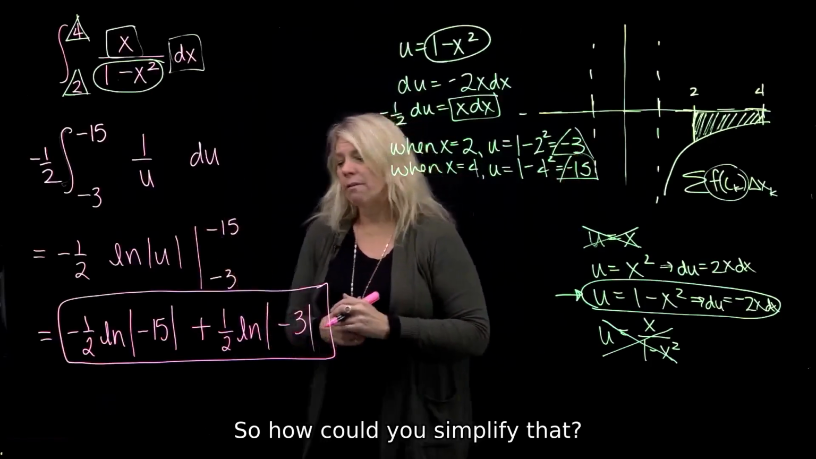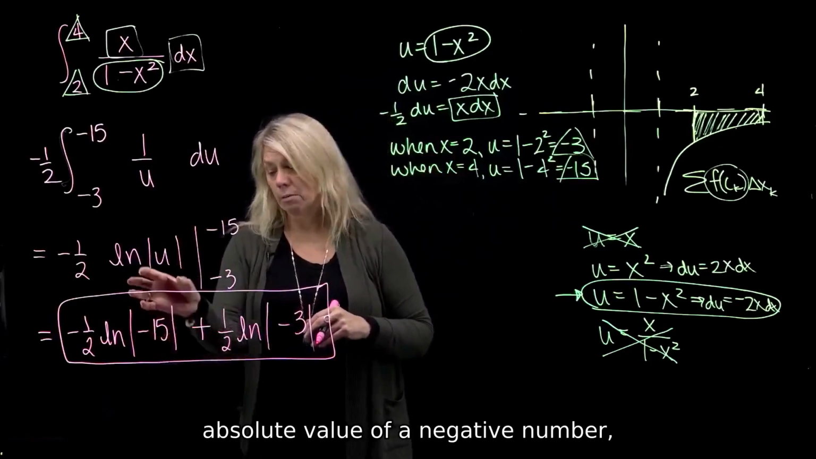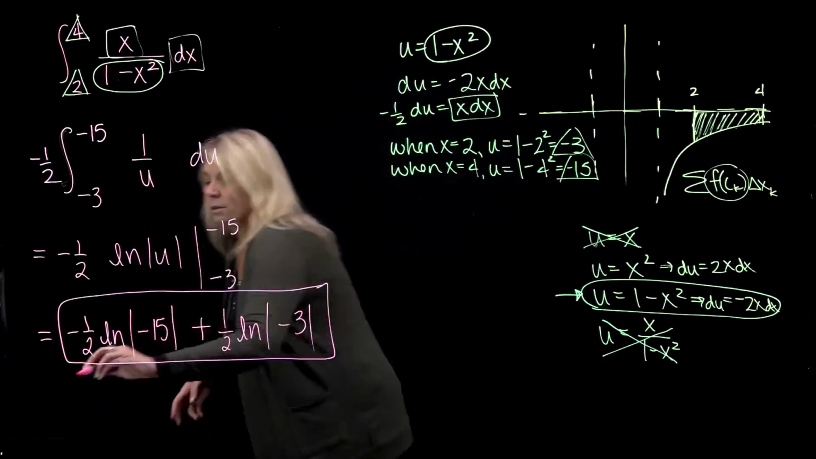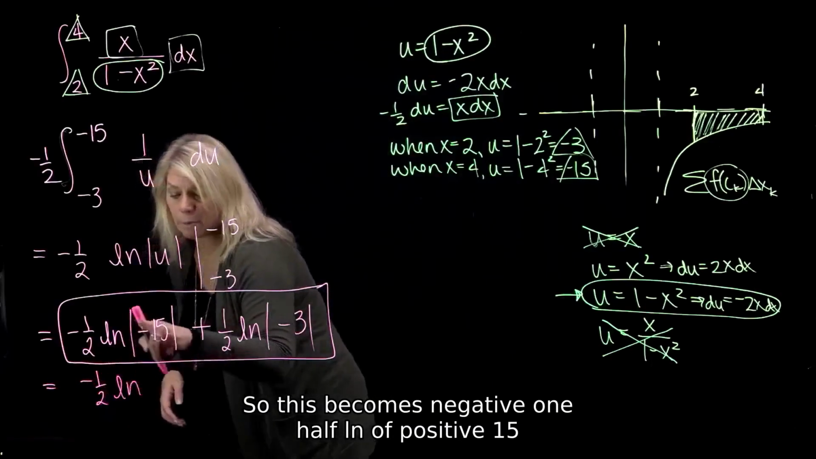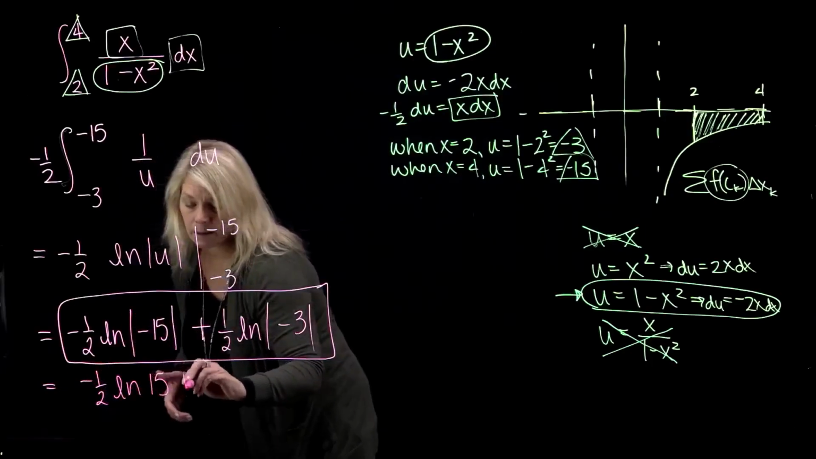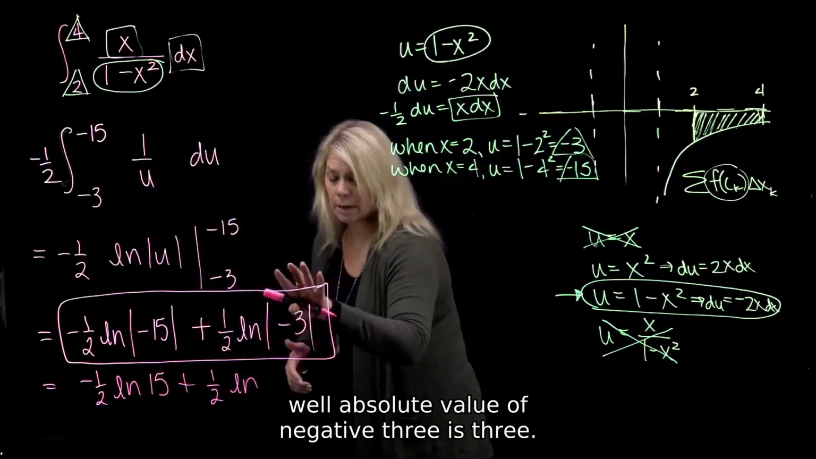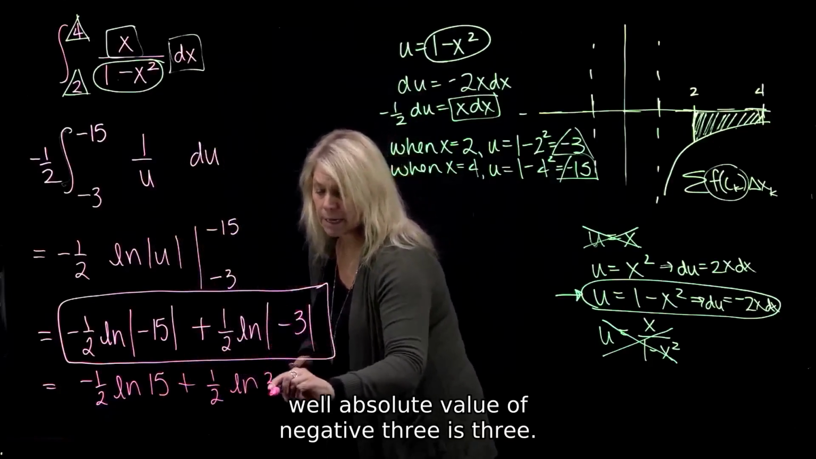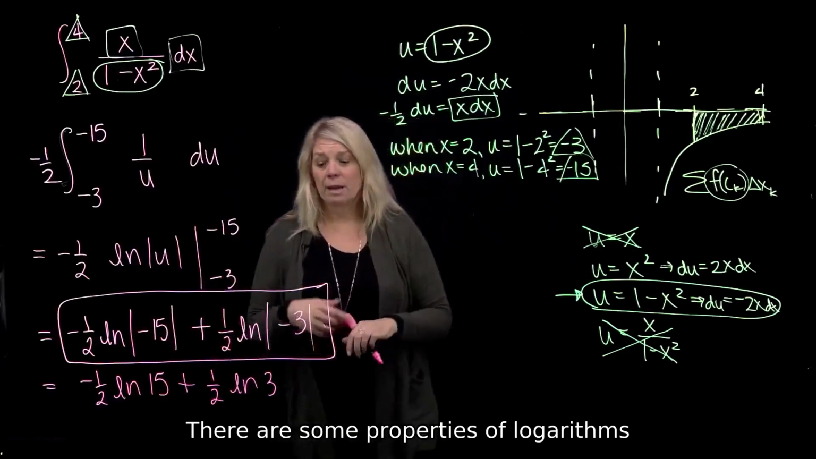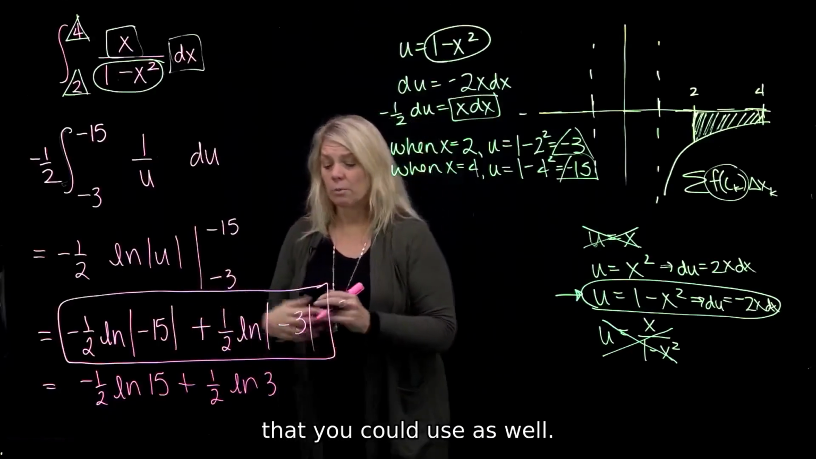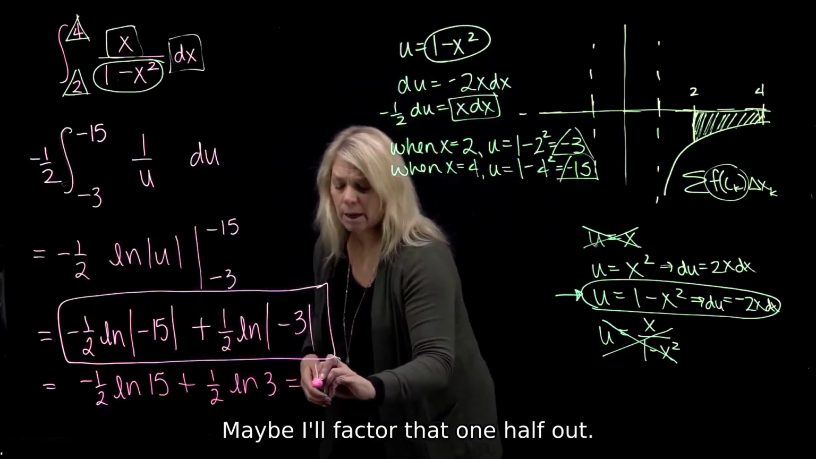So how could you simplify that? A couple of things that you could do here. Absolute value of a negative number will make that number positive. So this becomes negative 1/2 ln of positive 15, and then plus 1/2 ln of, well, absolute value of negative 3 is 3. I could leave my answer like that. There are some properties of logarithms that you could use as well. You could factor a 1/2 out. Maybe I'll factor that 1/2 out.